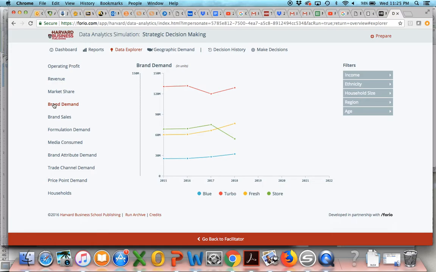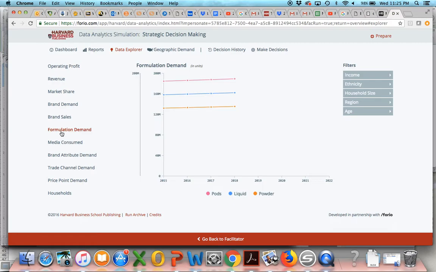You're getting an idea for who wants to buy this product. And in any of these things, you can actually filter it by income levels, ethnicity, household size, the geographic region, which helps shed some light on some things. Sales in terms of units rather than dollars in revenue.